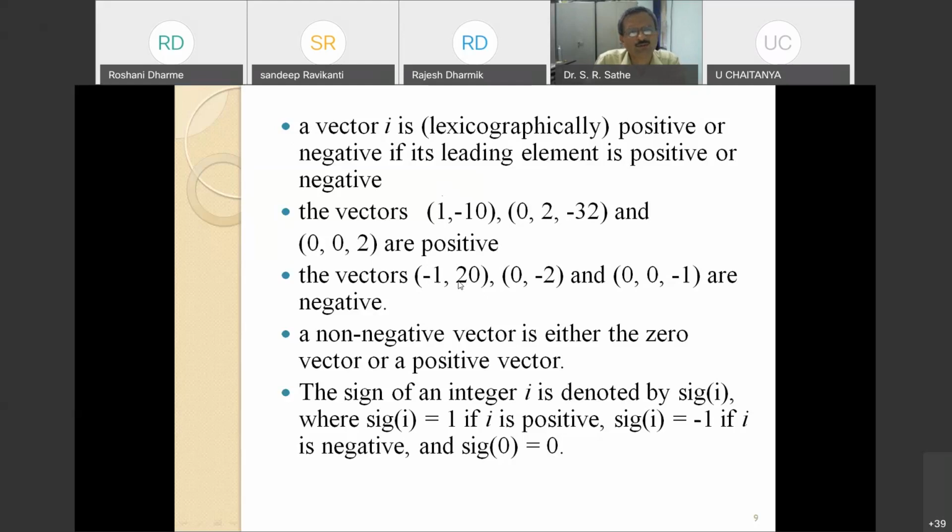Consider the vectors minus 1, 2, 0; 0, minus 2; and 0, 0, minus 1. The first non-zero entry is negative and therefore these vectors are negative. Okay? These vectors are negative vectors. A non-negative vector is either the zero vector or a positive vector. A vector which is non-negative means either zero or positive.